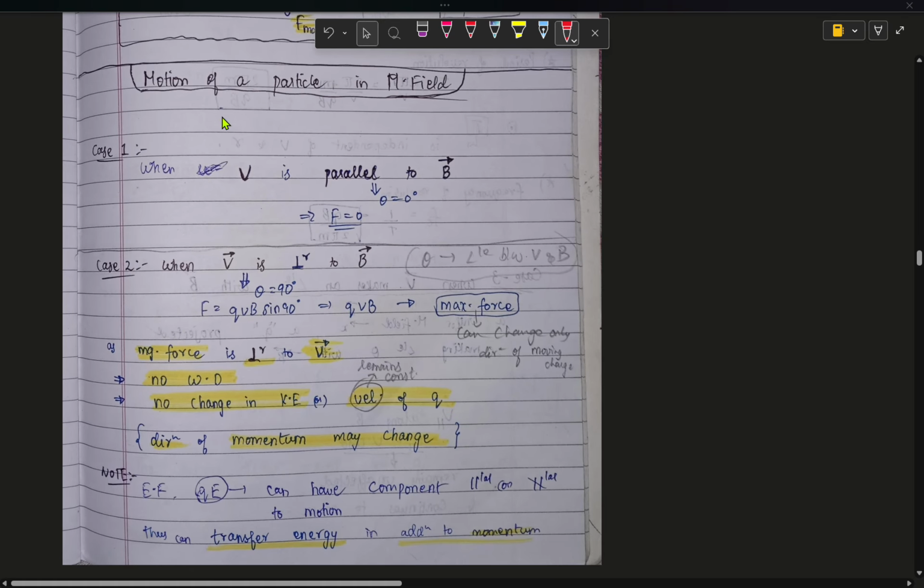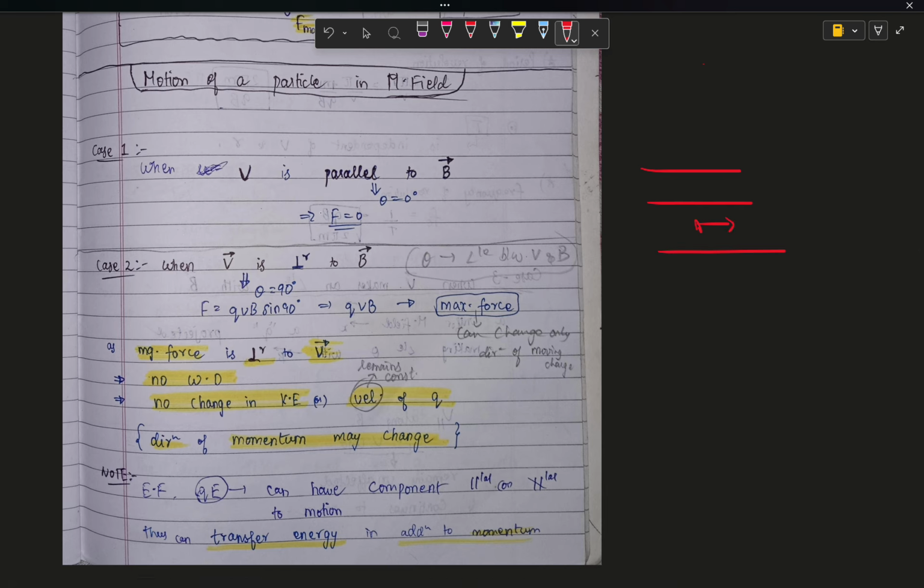This is one of the very important things. There are many chances you can get a theory question based on this particular concept: motion of a particle in a magnetic field. In presence of a magnetic field, if a particle is moving, there are many things in terms of kinematics happening. When velocity is parallel, theta will be 0. In that case, there is no force acting on it. If the magnetic field is in this direction and the charge is also moving in this direction, there will be no force acting on it.